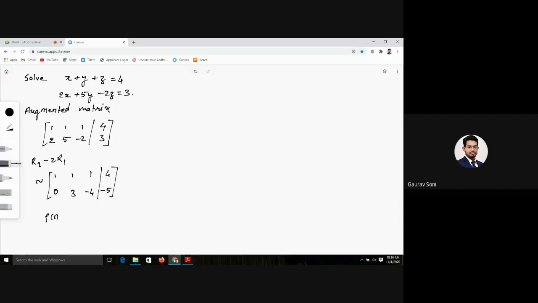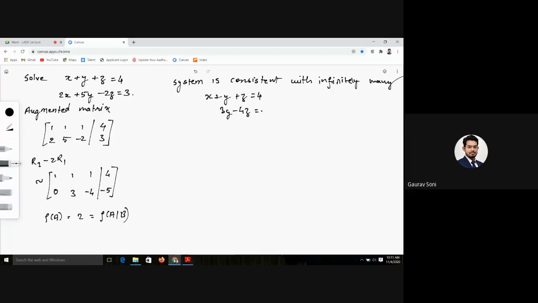So in this, the rank of A is equal to 2, which is equal to the rank of the augmented matrix. So the system is consistent with infinitely many solutions. So we will rewrite the equations. x plus y plus z is equal to 4 and 3y minus 4z is equal to minus 5.